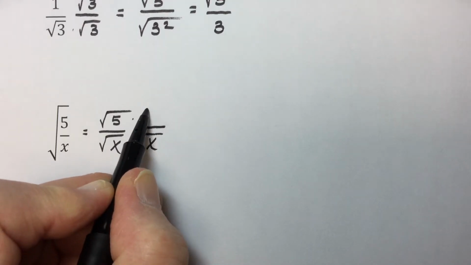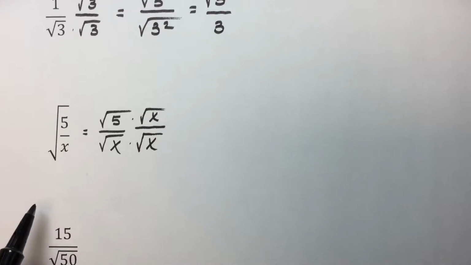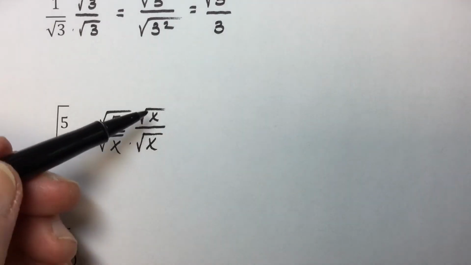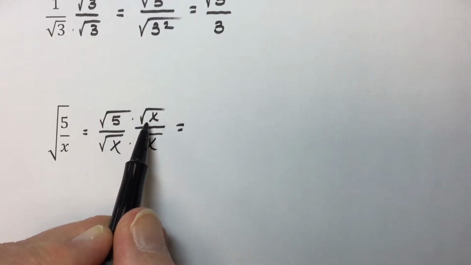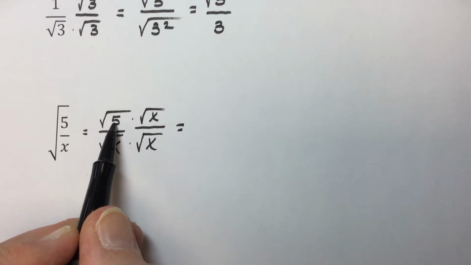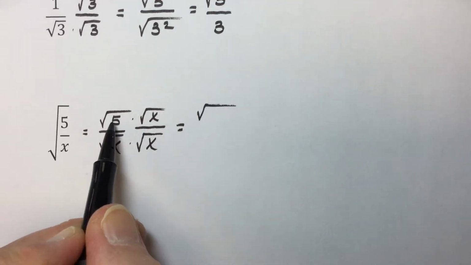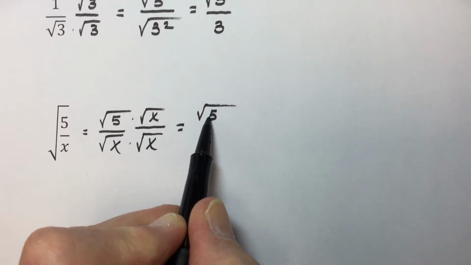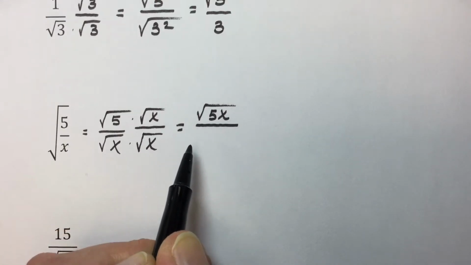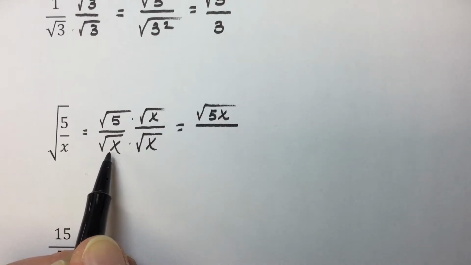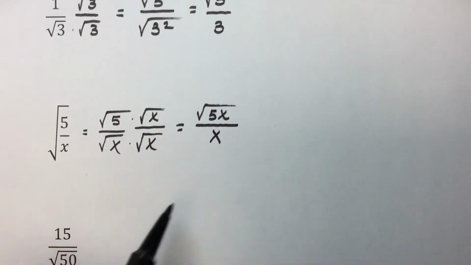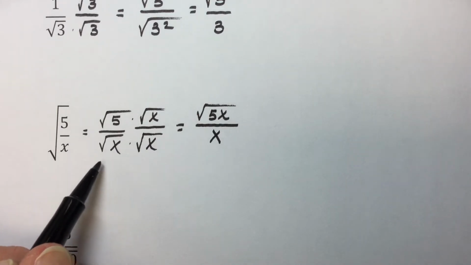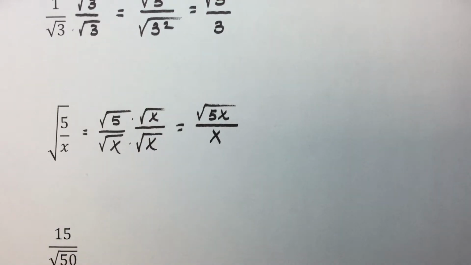To maintain an equivalent expression, we'll multiply the numerator by square root of x as well. This special 1 doesn't change our value, but it's going to alter its appearance. And simplifying, the square root of these two radicals is the same as the square root of the product of the radicands. And in the denominator, square root of x times square root of x is square root of x squared, which is x. We have now rationalized the denominator. In other words, we've eliminated that radical from the denominator.